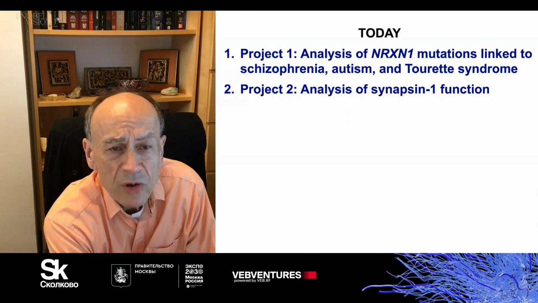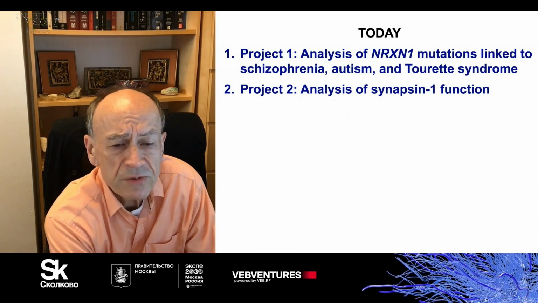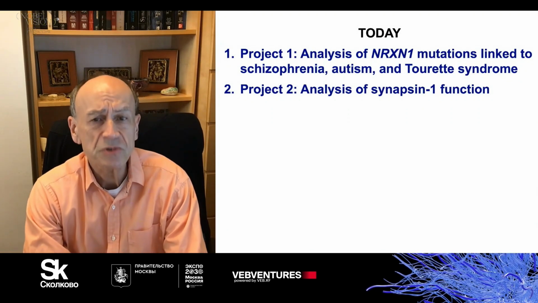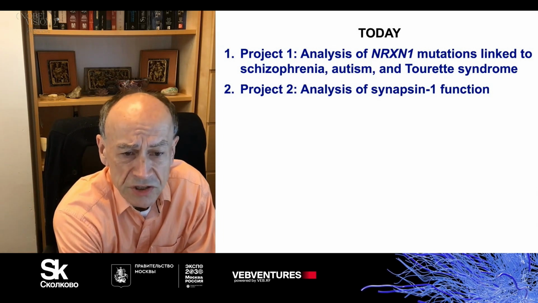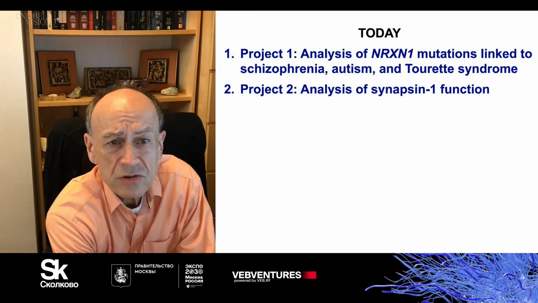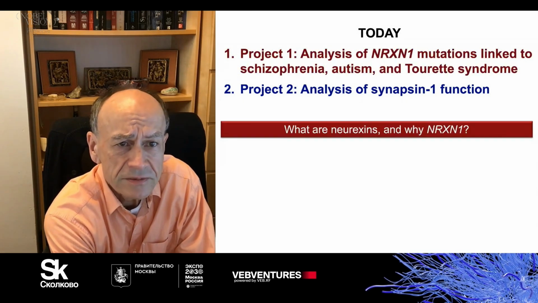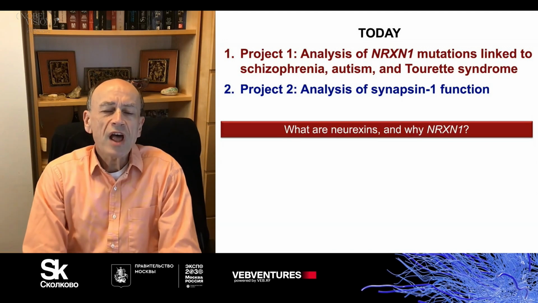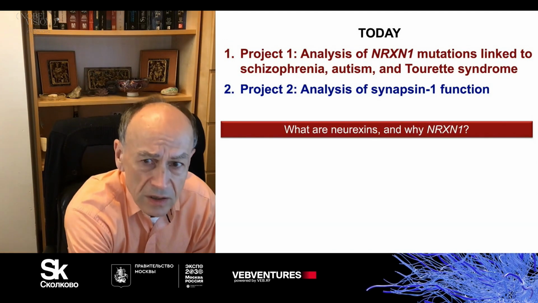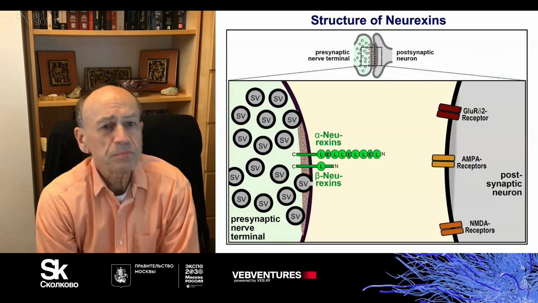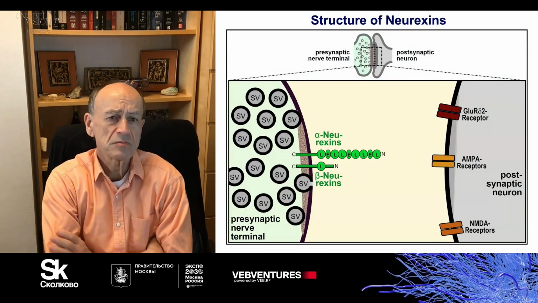So what I'm going to tell you about is two projects. The first project deals with neurexin mutations, the second with synapsin 1 mutations. And in each case, I will explain to you what these actually are. So what are neurexins and why one particular gene, neurexin 1? Neurexins are presynaptic adhesion molecules.